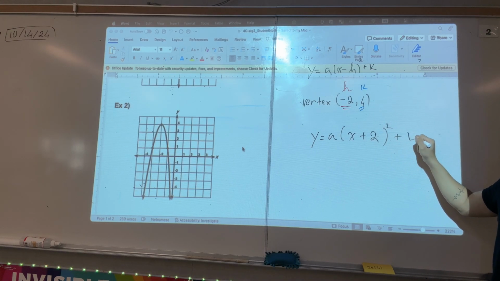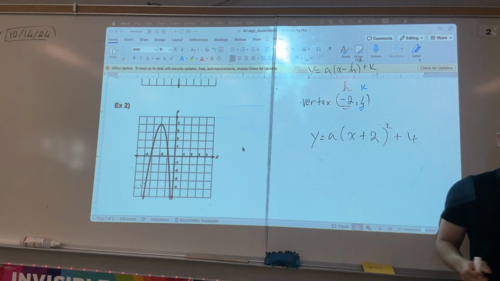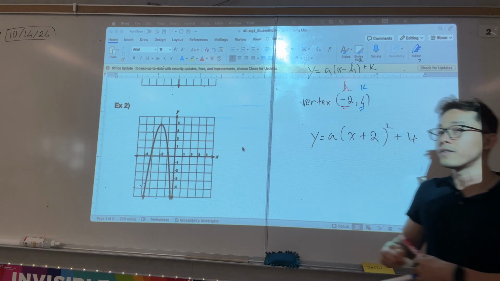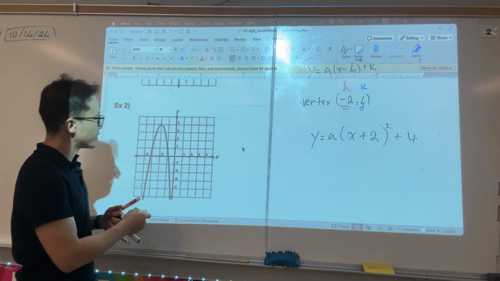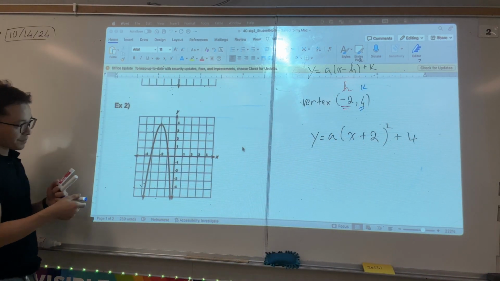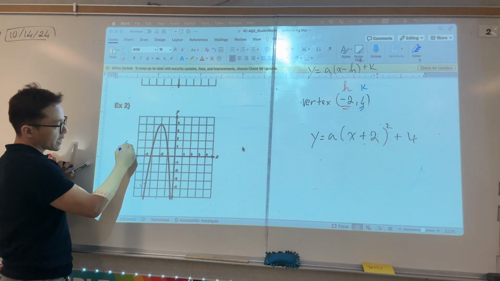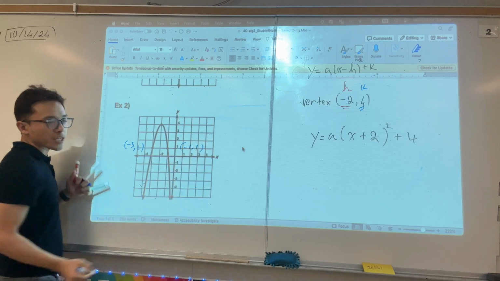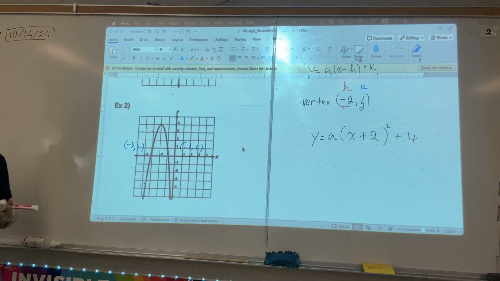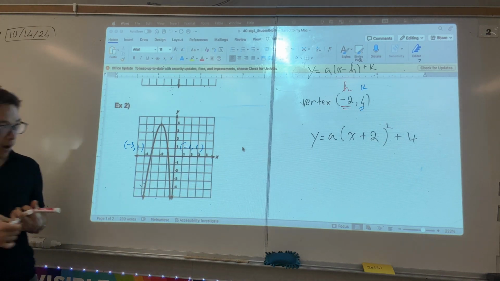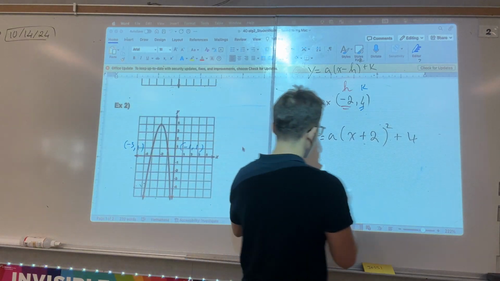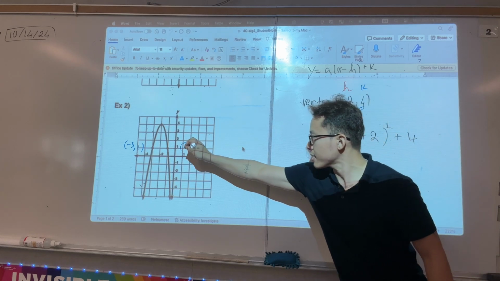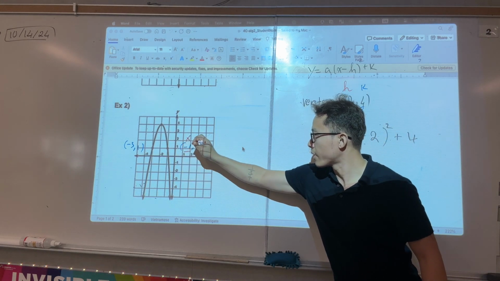+4. Good. Now, how do you find a? You're gonna look for an extra point. Very good. What point do you see here? -3, 1, and then this one here is -1, 1. Which one is better to work with? -1, 1, because it is smaller. Wow, I have a feeling you're gonna kill this quiz. A lot of you got it right. So x is -1 and y is 1.